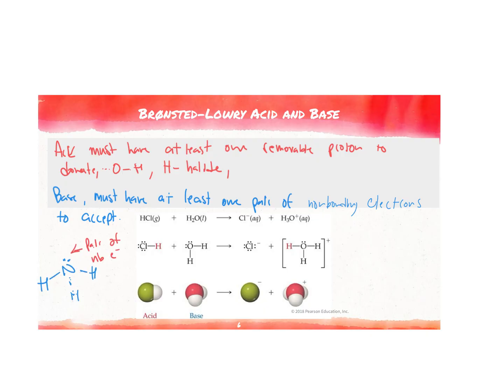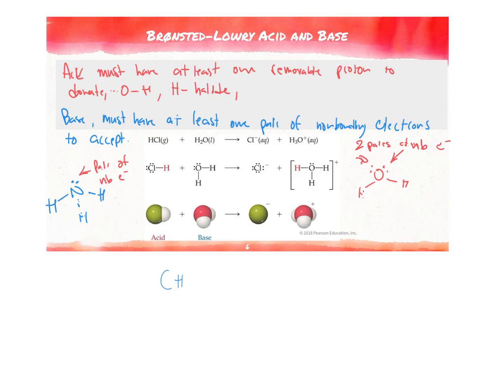You can also think of, for example, water, right? Water has 2 pairs of non-bonding electrons, so 2 pairs of NB. Right, and so it just has to have at least one pair of non-bonding electrons in order for it to actually accept a proton. So for example, if we take, right, CH4, right? This has no non-bonding electrons, so it can't act as a base.